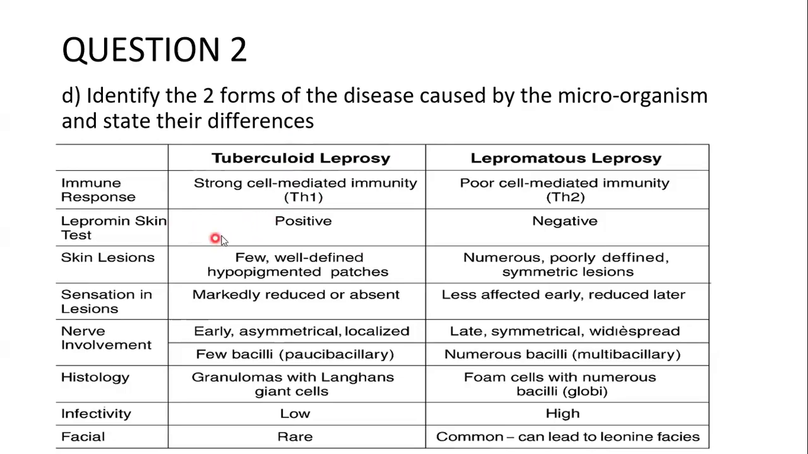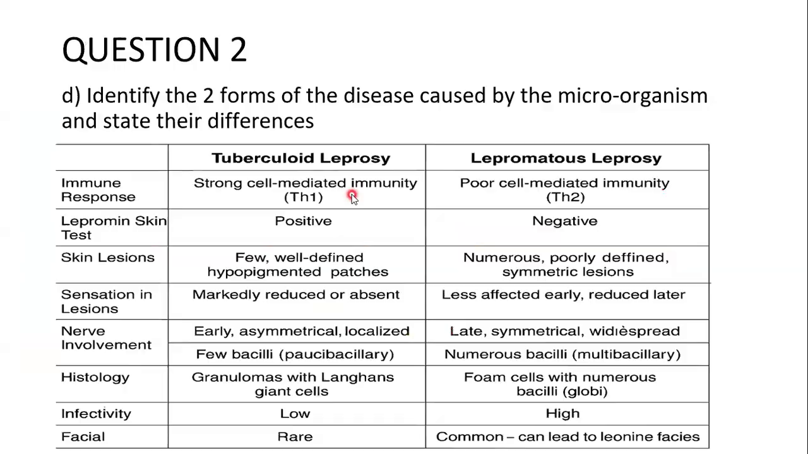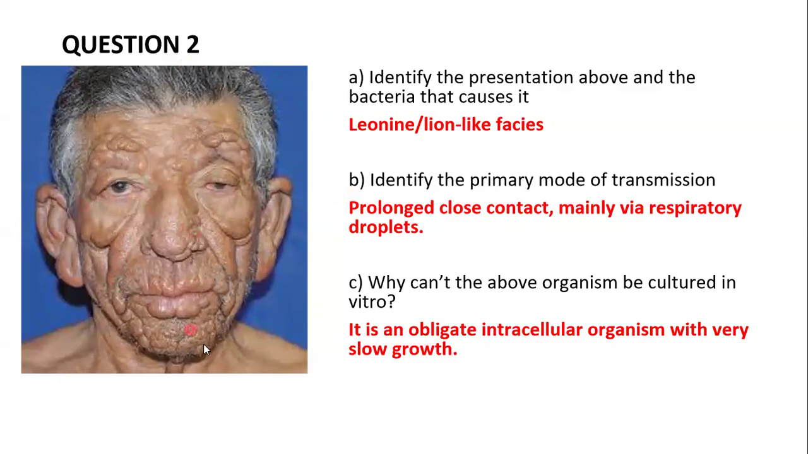Skin lesions. For tuberculoid, there are few well-defined hypopigmented patches. In lepromatous, there are numerous, poorly defined symmetric lesions. You can see these ones. Look at how many there are. Quite a few. And they're poorly defined, like you cannot know where this lesion ends. You can see this one looks like this. This one is small. This one is a large one. So it's poorly defined, but they're very numerous. You can see in this man, he has quite a few.